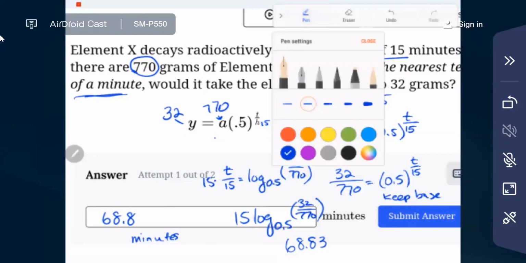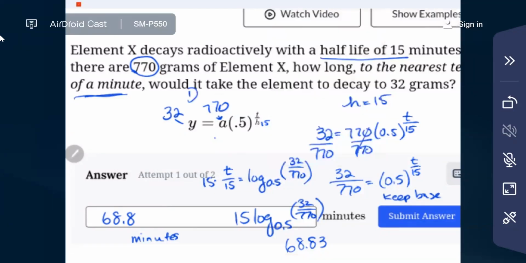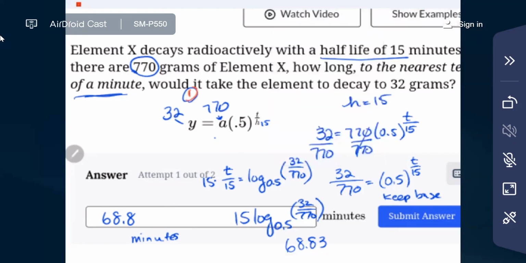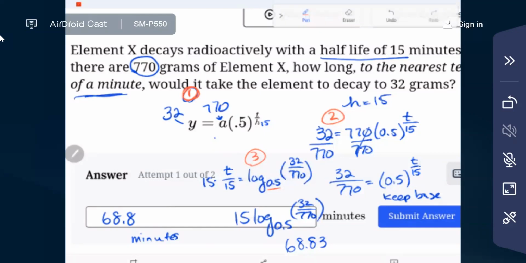All right. So let's look at that. The first thing we did was step one, figure out what all the values are. Then basically step two, we did our division, and then here's step three. So we kept our base, which was 0.5, and we switched the exponent, went here in the front, and eventually ended up with the answer 68.8.